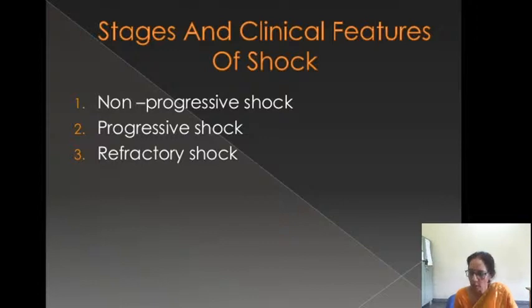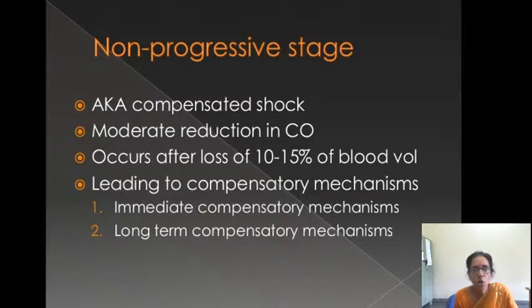So non-progressive shock is also called as compensated shock. Here there is moderate reduction in the cardiac output. How much has the blood volume reduced? It occurs after loss of 10 to 15% of the blood volume. If the loss is less than 10, we can't even see any difference. But when the loss is about 10 to 15% of the blood volume, some compensatory mechanisms will occur. What are those compensatory mechanisms?